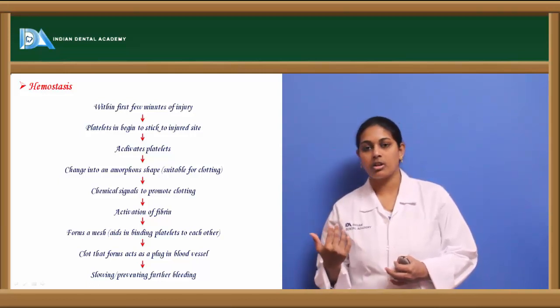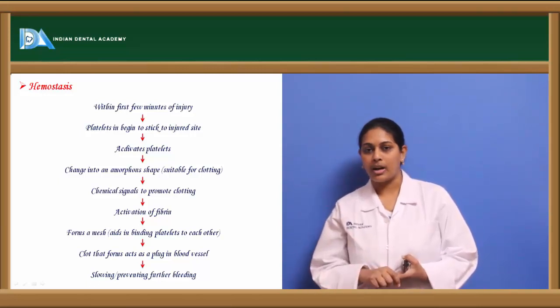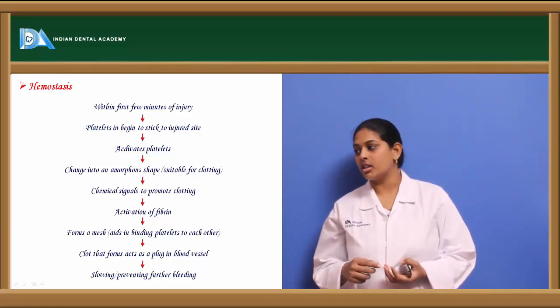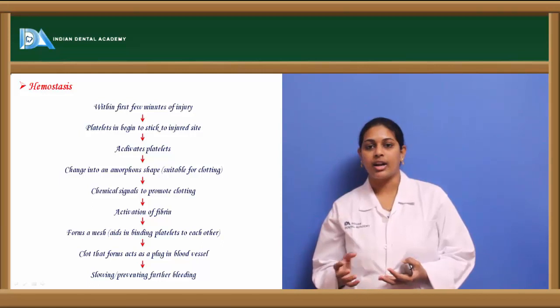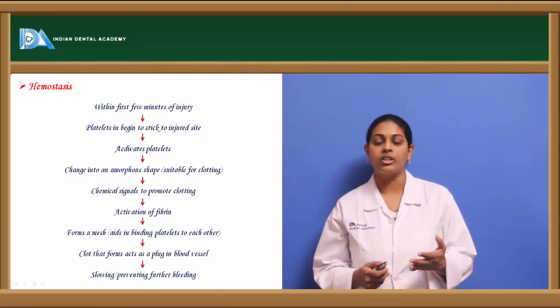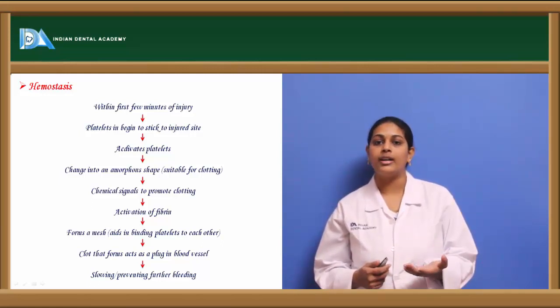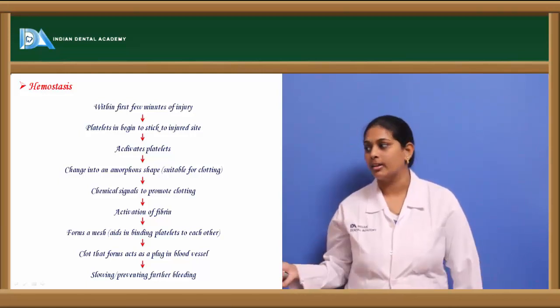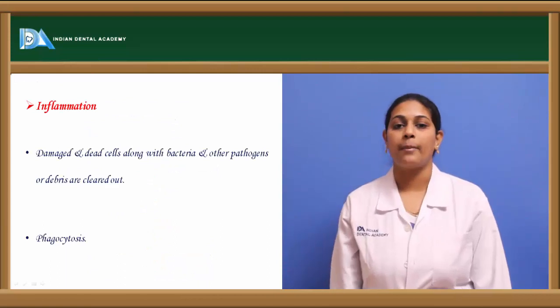So once the clot forms as a plug within this fibrin network of blood vessels, it results in the formation of such a condition that there is no more further bleeding or oozing out of blood. That is, it creates an environment of prevention of bleeding. This is what happens in hemostasis.